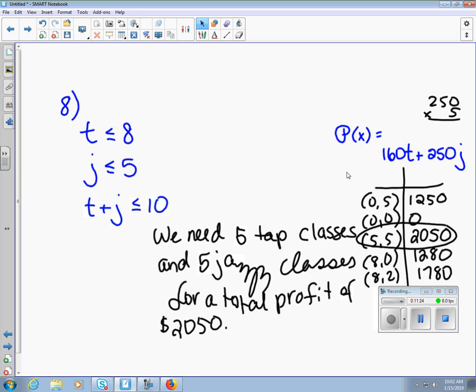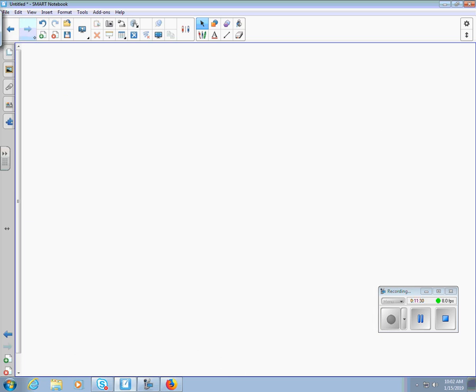All right, number 10 is talking about parent functions, and this was good old chapter 2. So in chapter 2, we talked about parent functions. Does anybody remember what the parent function of an absolute value is? What does that look like? Yeah, absolute value of x. Remember, that's the parent function for absolute value, right?